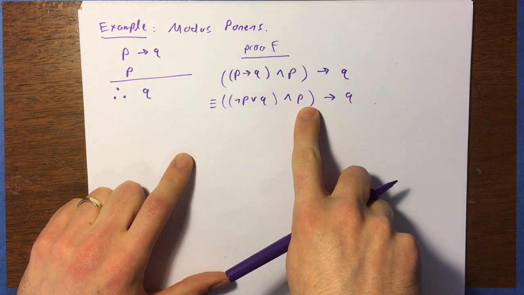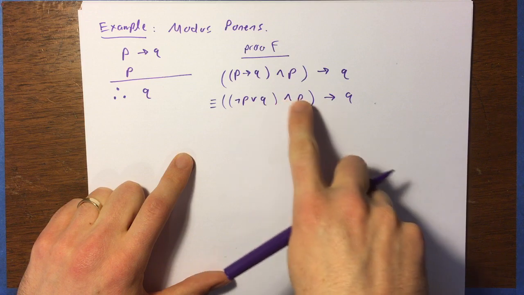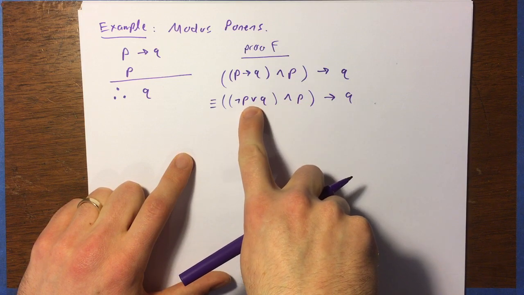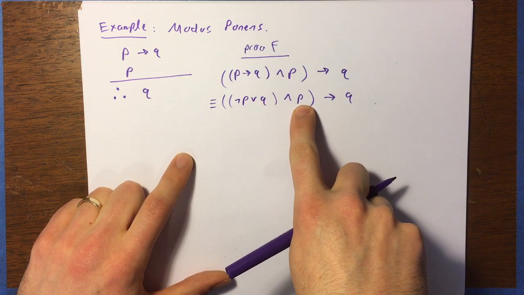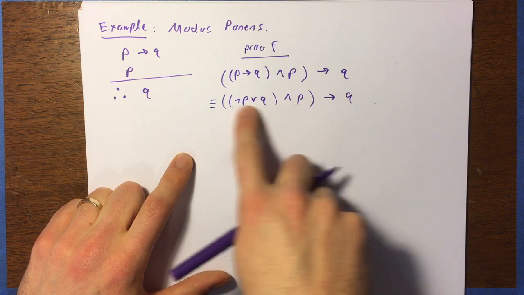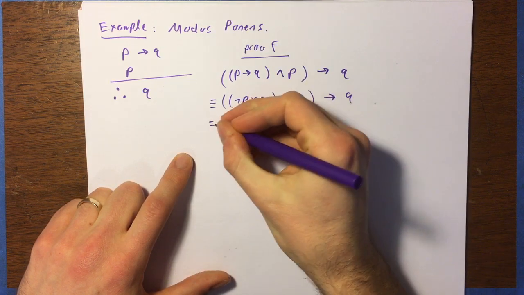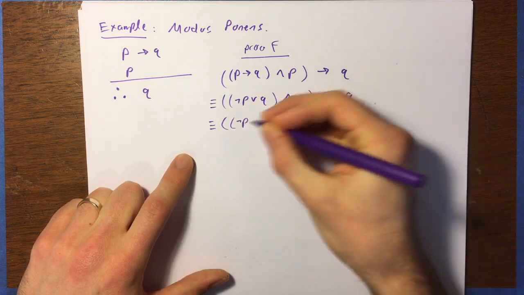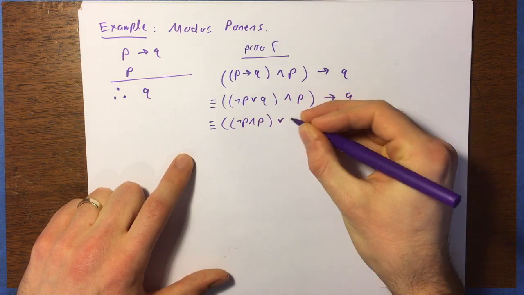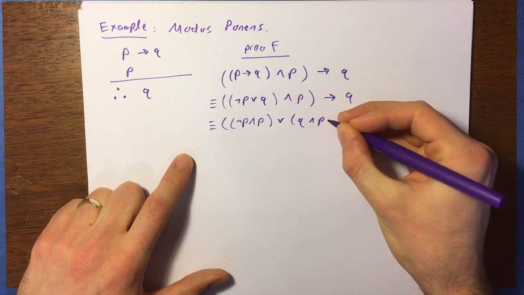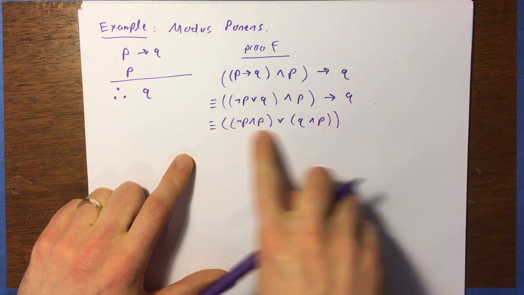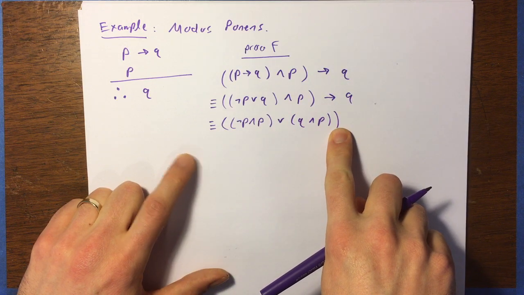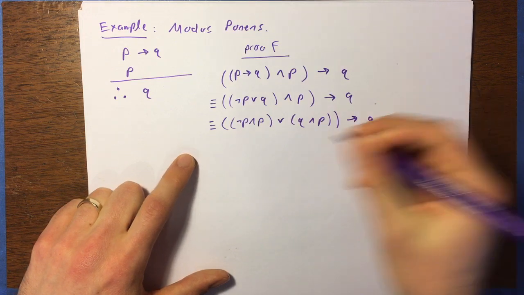Now what I want to do is go ahead and distribute. I have an or inside the parentheses here, and then I have an and P out here. I'm going to distribute the and P over this or. So I'm distributing and over or. So what I'm going to get is not P and P or Q and P. So that is still all what's inside my hypothesis here. That still all implies Q.